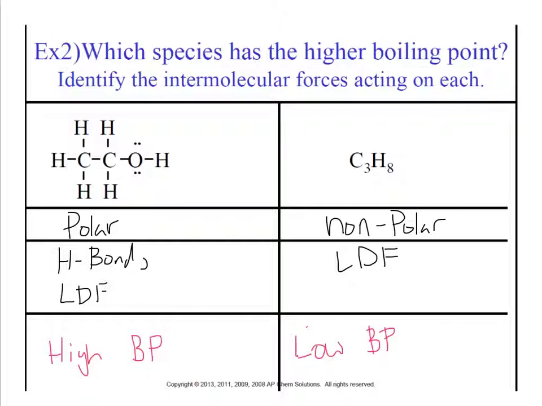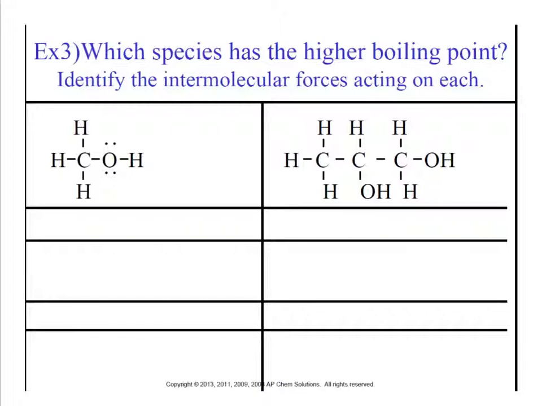And if you're curious, the boiling point of ethanol is 78 degrees Celsius, whereas the boiling point of propane is negative 42 degrees Celsius. Propane, it's a gas that we use to power our gas stoves and things like that. Ethanol, that's used in like gasoline engines, and so it's a liquid. Okay, I want you guys to practice on these. So we'll go through them one question at a time.